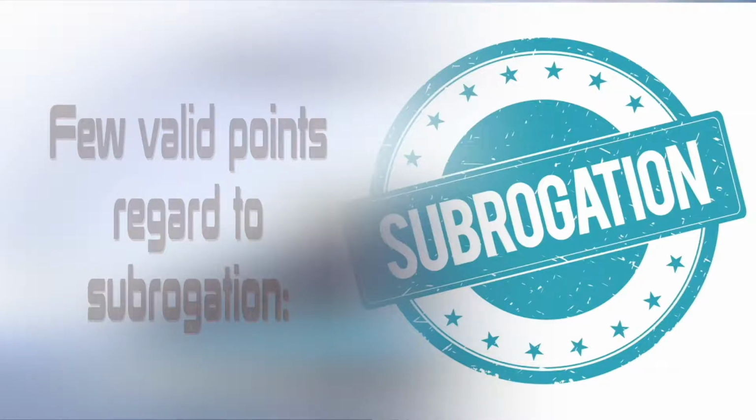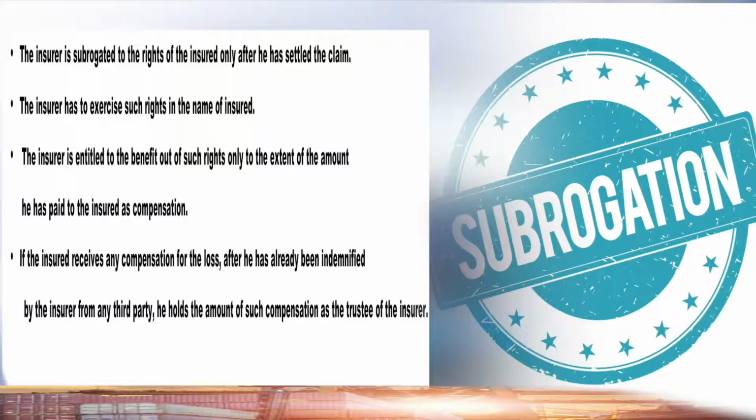Some valid points may be noted in regard to subrogation. The insurer is subrogated to the rights of the insured only after he has settled the claim. The insurer has to exercise such rights in the name of the insured. The insurer is entitled to the benefit out of such rights only to the extent of the amount he has paid to the insured as compensation.